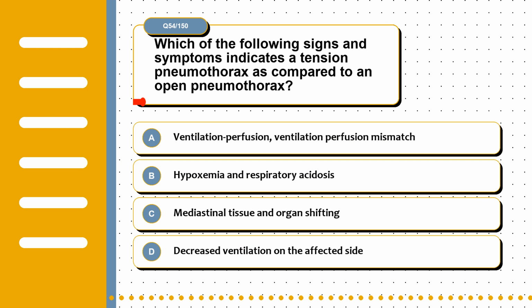Question 54. Which of the following signs and symptoms indicates a tension pneumothorax as compared to an open pneumothorax? Here are the options. Option A, ventilation perfusion mismatch. Option B, hypoxemia and respiratory acidosis. Option C, mediastinal tissue and organ shifting. Option D, decreased ventilation on the affected side.